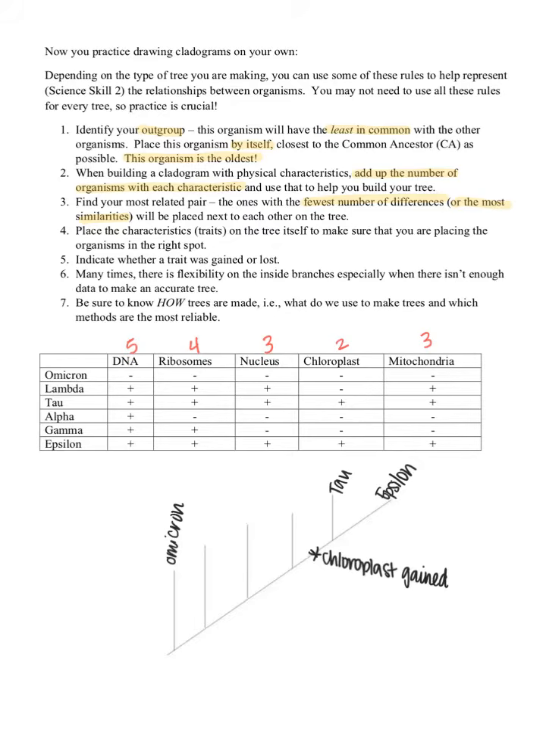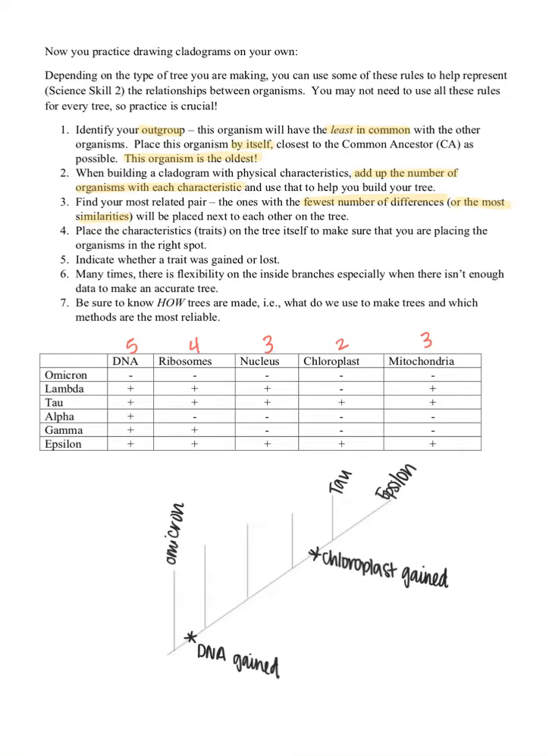This step is where counting up how many species have each characteristic comes in handy. I can see that for chloroplast, to the right, there are only 2 species that have that. I can also see that DNA, the one that has the most organisms, has 5 of them. The only one that doesn't is Omicron. So to the left, where I have my Omicron, is not going to have DNA. Everything past that does. So I'm going to add DNA onto the tree right there.